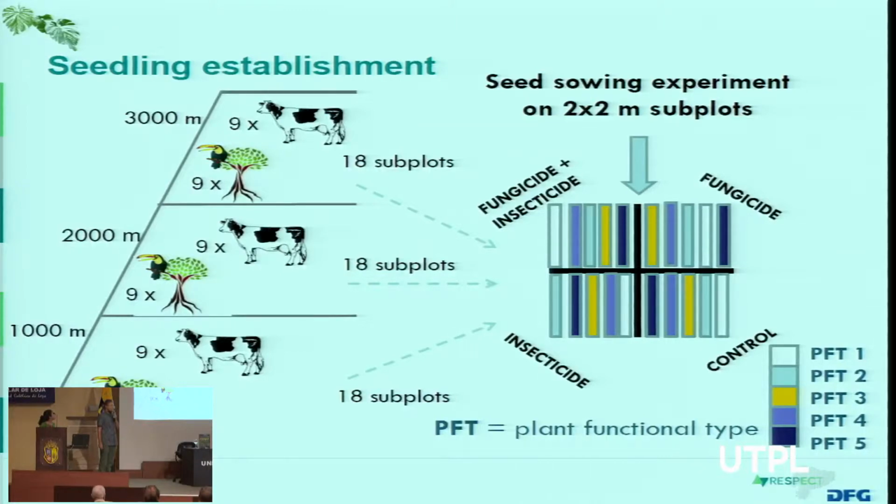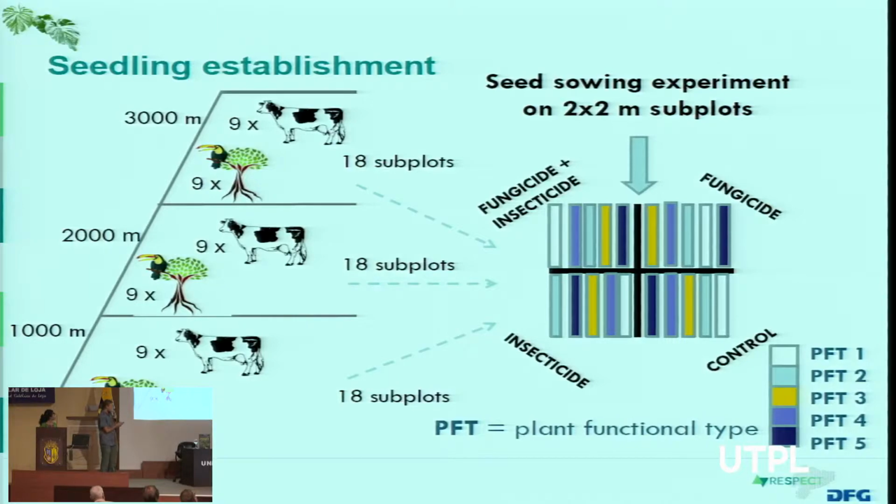To check seedling establishment with the experimental parts looking for biotic and abiotic filters, we installed 18 subplots on each elevation, 9 in pastures and 9 in the forest, each with an area of 2 by 2 meters. Each treatment plot is 1 square meter, and we have 4 treatments. One is control, then insecticide, fungicide, and both of them, used every 2 weeks, just sprayed on the growing plants and the sown seeds.